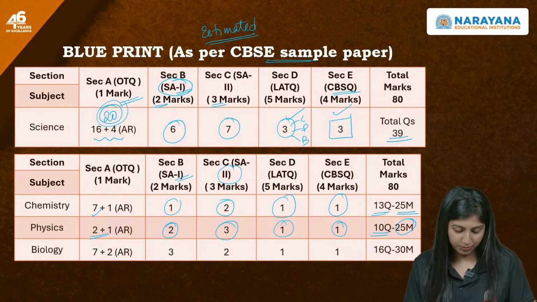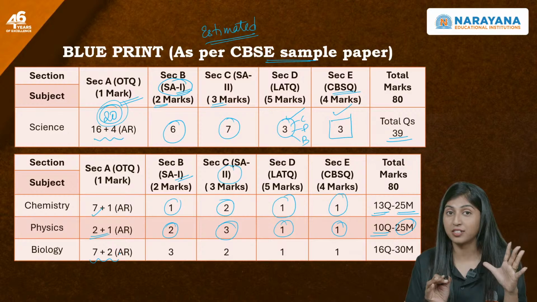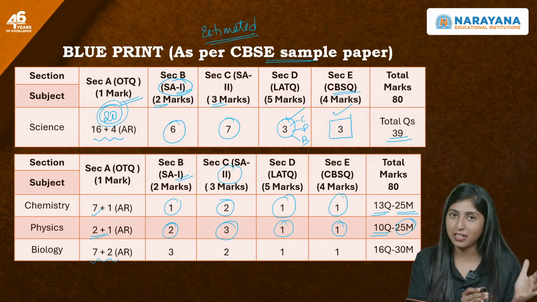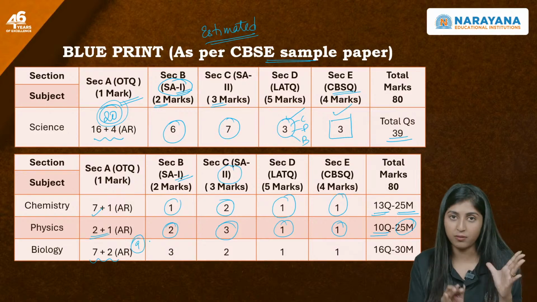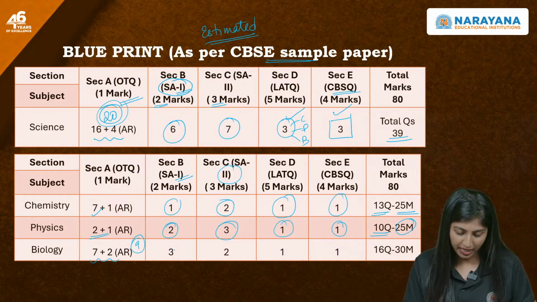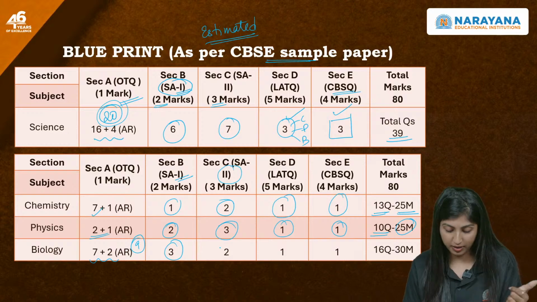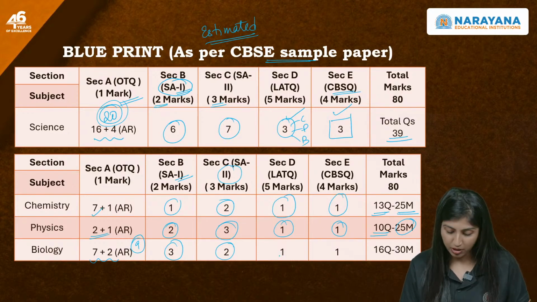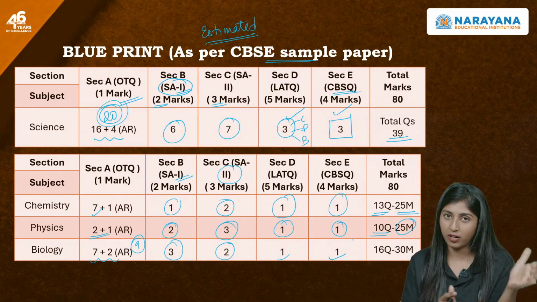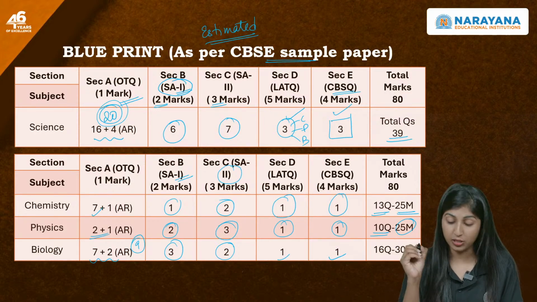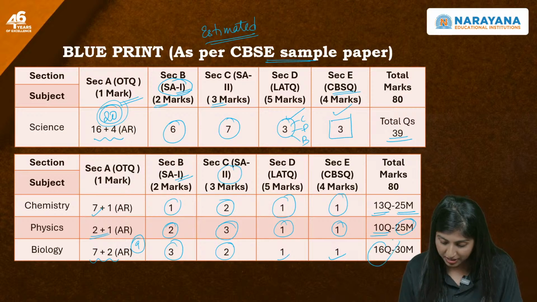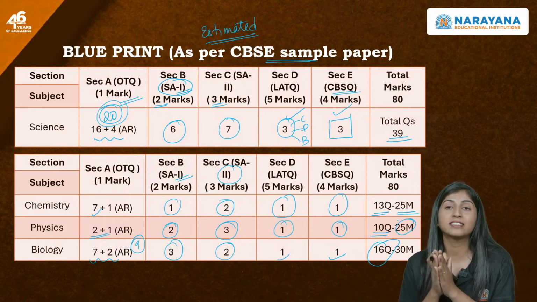Now, just come to biology. We'll have 7 MCQs and 2 assertion reason questions, means total 9 questions carrying 1 mark. Then we'll have 3 questions carrying 2 marks, 2 questions carrying 3 marks, 1 question of long answer type, and 1 question from case based study question. So in total we'll have 16 questions that carry 30 marks.